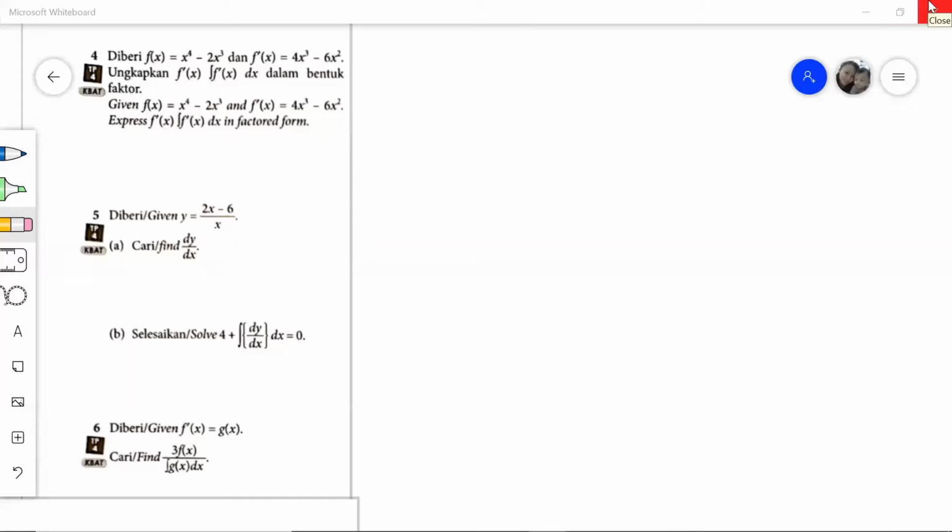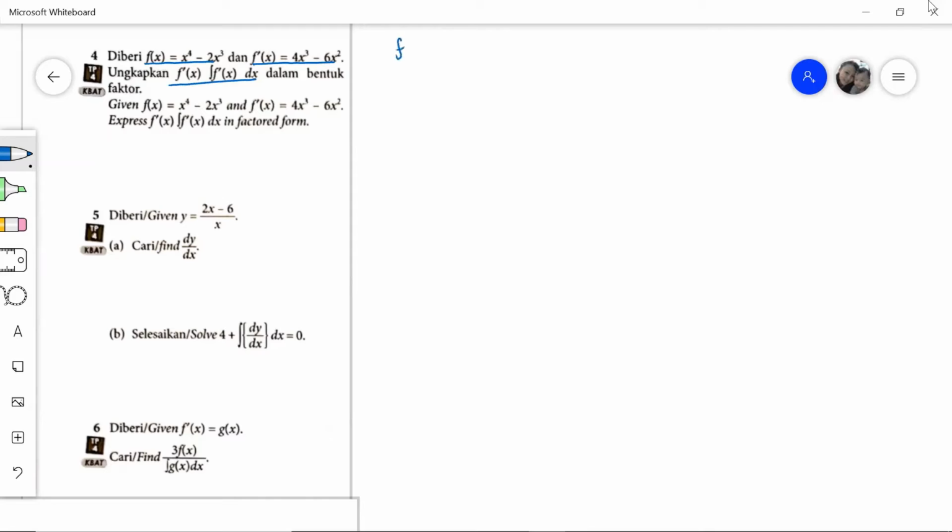Hi everyone, this is practice formative of chapter 3, integration, question number 4, 5, and 6. Now let's look at question number 4. We are given the function f(x) and f'(x). We need to express this in factor form.